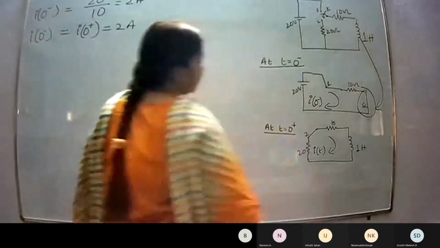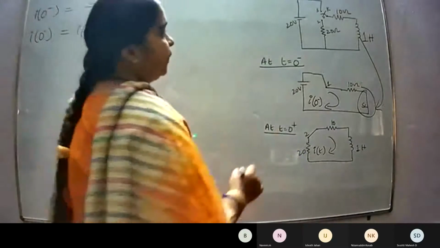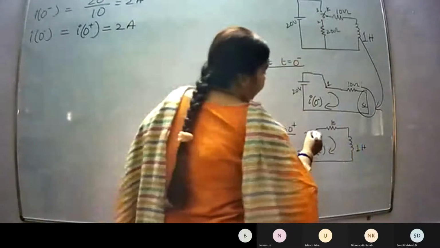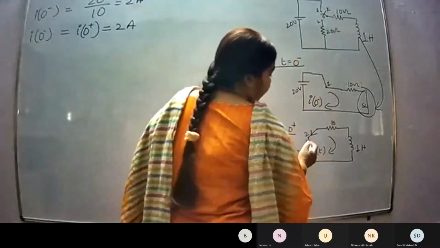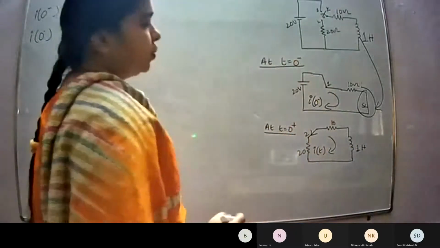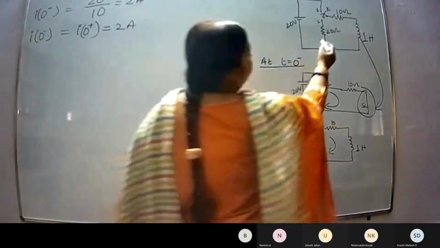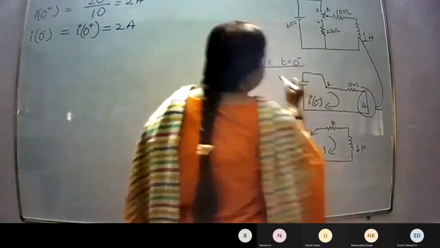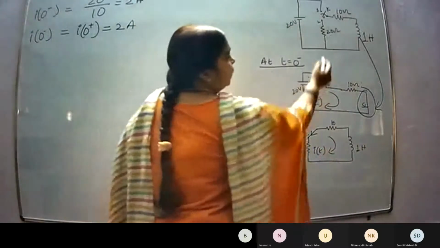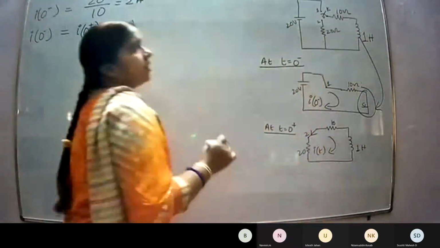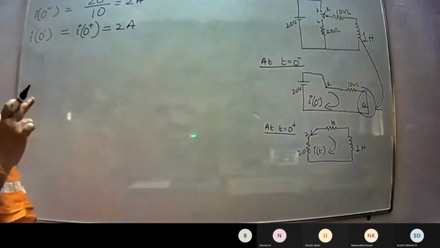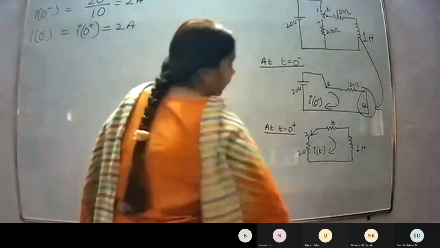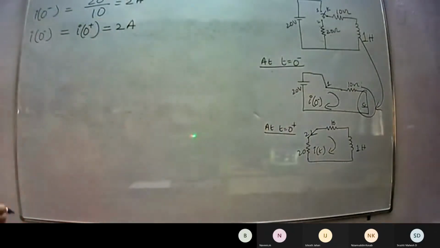Next, the question again: at t is equal to 0 plus, the switch is changed from position 1 to position 2. So the network will be like this. This was at position 1, now it is at position 2. At position 2, we have only 20, 10 and 1 Henry in the network. We will not write the 20 ohm because it is not connected to switch position 1; it is at 2. So the 20 ohm will not be written. Now this is the network at t is equal to 0 plus.